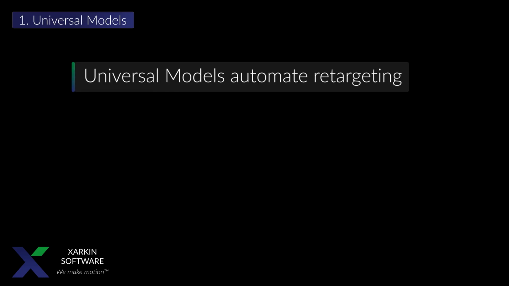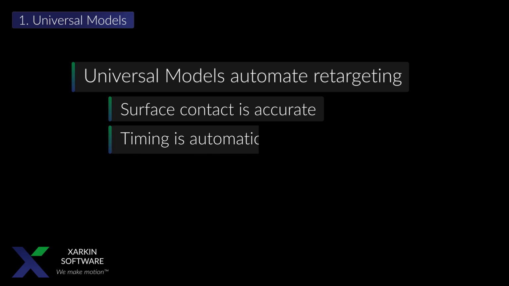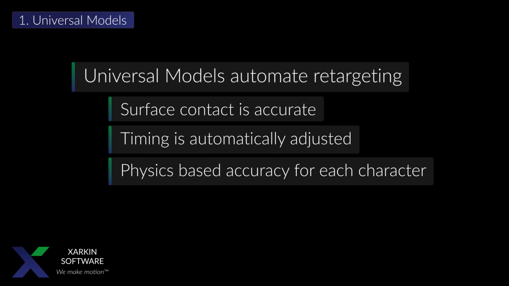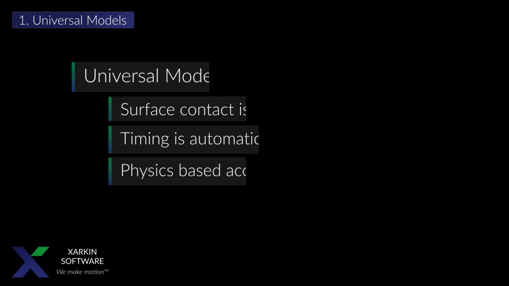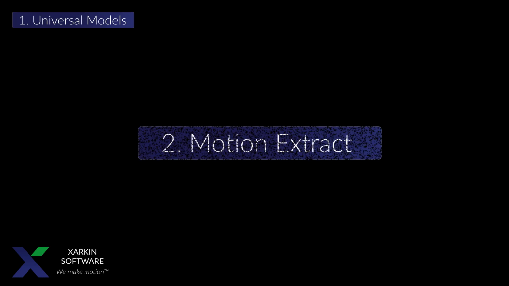Xarkin's universal motion models automate retargeting. Surface contact is accurate. Timing is automatically adjusted. Xarkin simulation and physics creates accurate motion for each character's physiology. Having universal motion models is only useful if you have models for creating the motion you require.